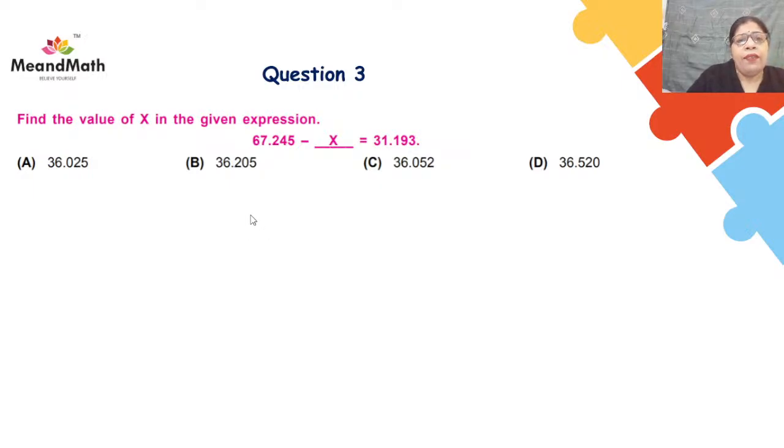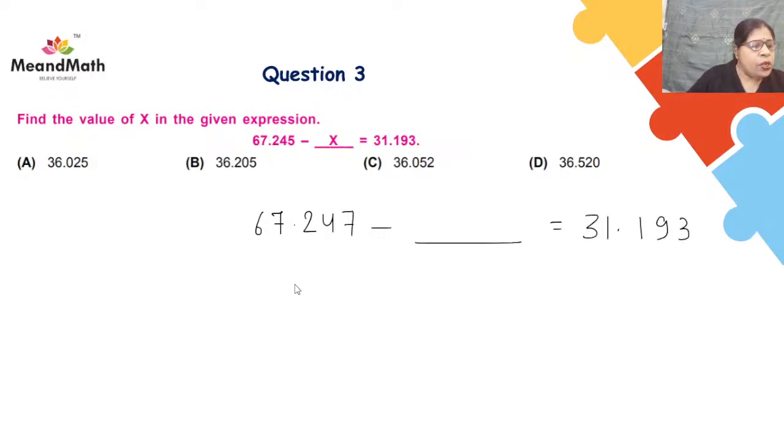So here we have 67.245 and we have to subtract it from any number which gives us 31.193. In such a question, we are going to do one trick. We are going to subtract this and this to get the answer over here.